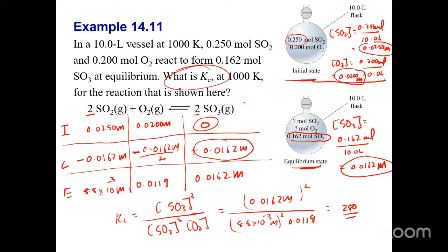Oh, yes, sir. For O2, where does the N go? Oh, yeah, there should be an N here, and here as well. Okay. Any other questions?